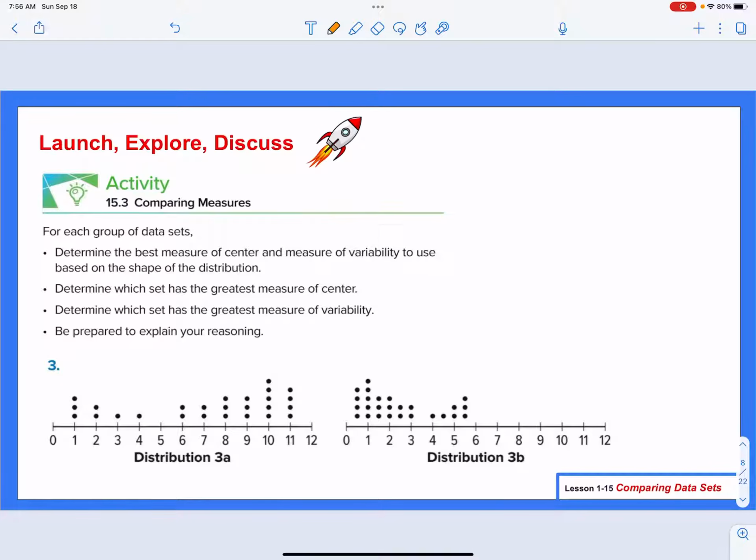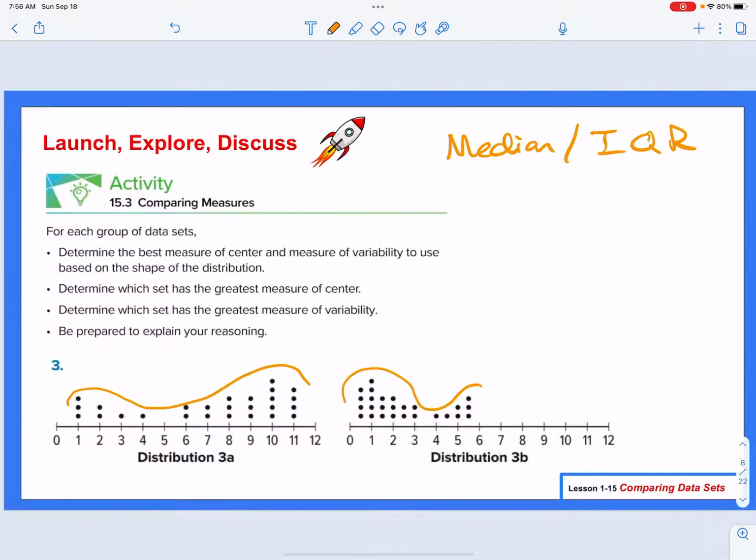Okay, next one. Okay, this one is not symmetrical, is it? Right? We're going up, here we're going up and down and up. So it's not symmetrical. When it's not symmetrical, what do we use? Well, we use the median and we use the interquartile range in order to figure out which one has the greater measure of center and the most variability. Okay, so with this one here, it's a little bit harder for us to just draw a line, but it's kind of what you need to do. So for this one, we're going to use the median and interquartile range.